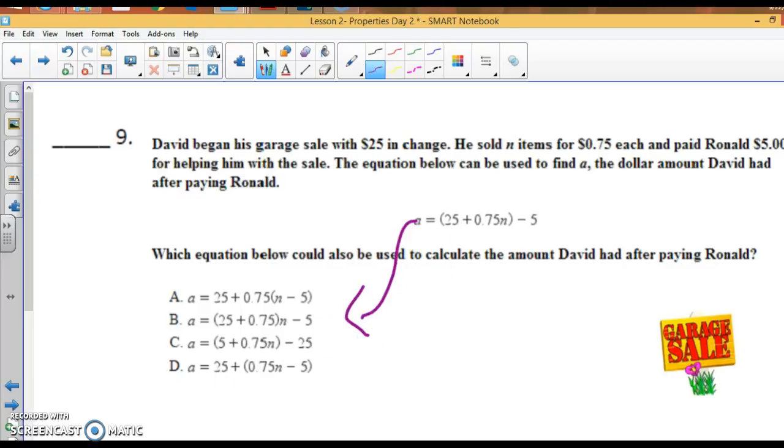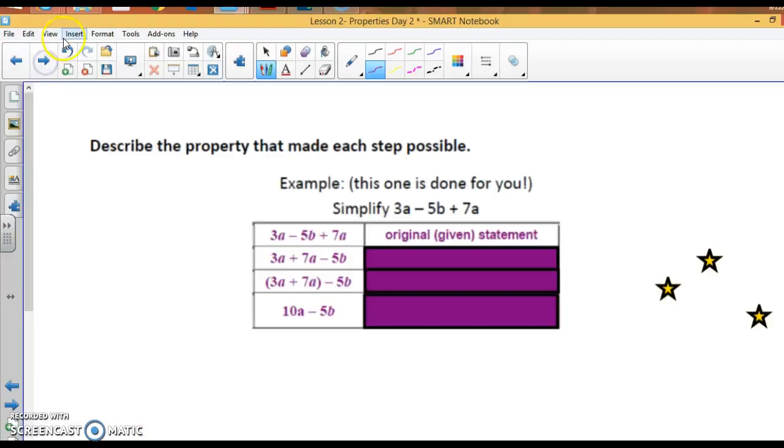So let's look at order. 25 plus 75n minus 5. 25, look at this bottom one. 25 plus 75n minus 5. The order did not change, but what changed is the grouping symbols. In the problem that we were given, the first two were grouped together. This one are grouped together. So this is the associative property. So D is the same thing.